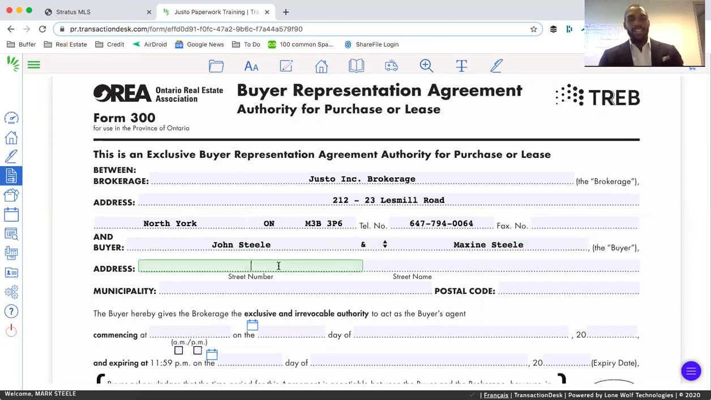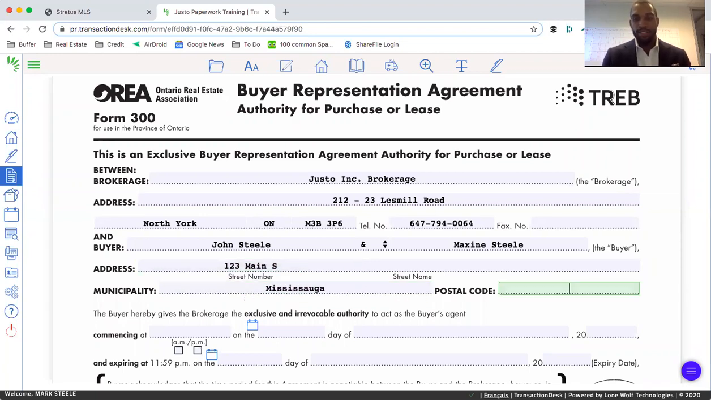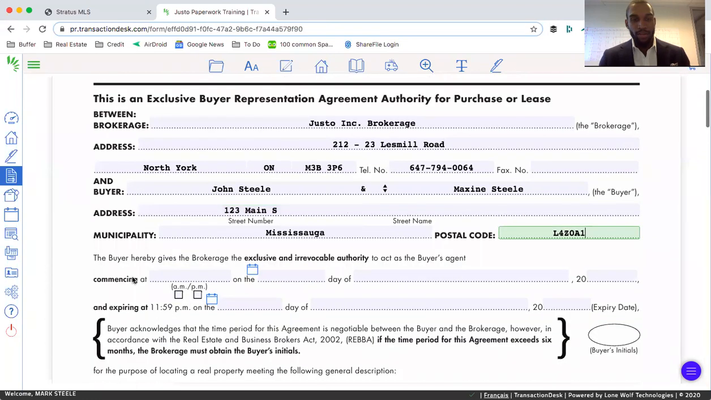All right. Now, typically, I don't put the client's address in here, but some people can. It's really a matter of preference. And the reason for putting their address is to make it a lot more specific for them. Again, not necessary, but if you have it and you feel like putting it in, please feel free. So we're just going to say 123 Main Street. Now, for the next section, again, part of their address for municipality, you could put Mississauga, and then the postal code L4Z 0A1.